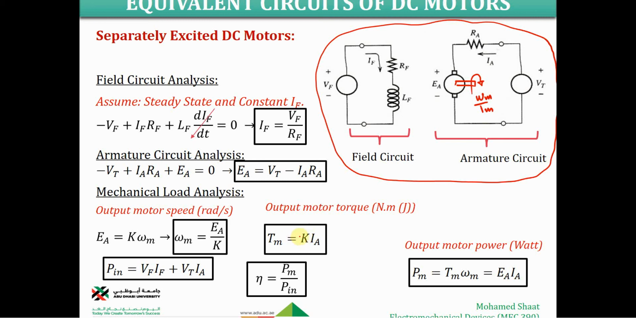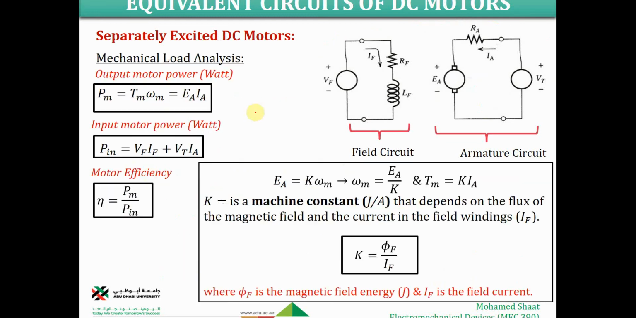Make sense? So simply, if you are required to calculate the torque and the speed of rotation of the electrical motor, you have to do analysis for the field circuit to come up with IF first. Then once you get IF, phi F in many cases will be provided to you, because this is related to the magnetic field, and this magnetic field depends on the number of turns of the coil, the coil diameter, the material, and lots of things. So this value will be given to you.